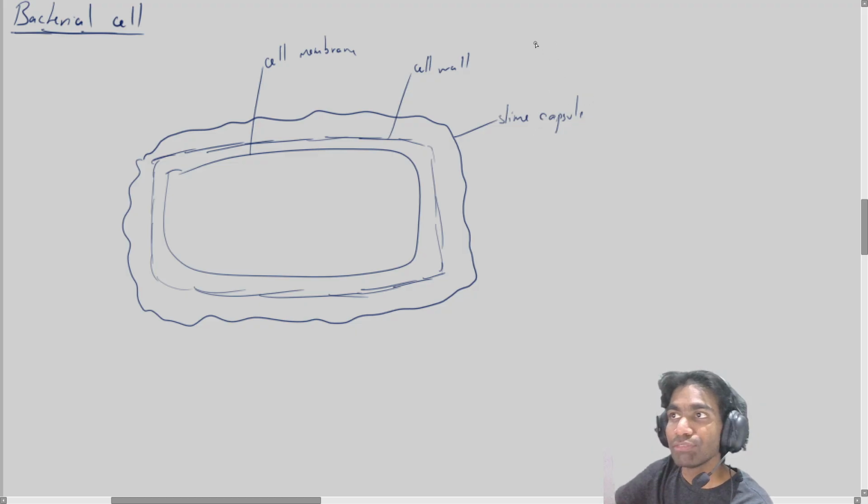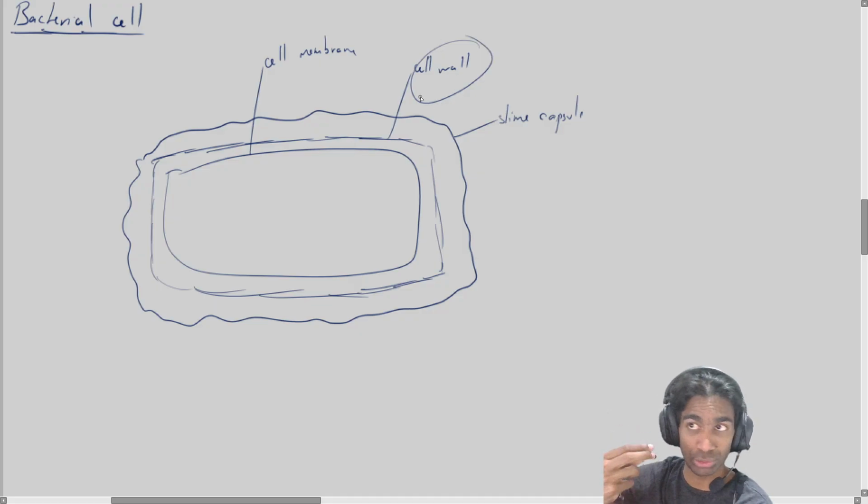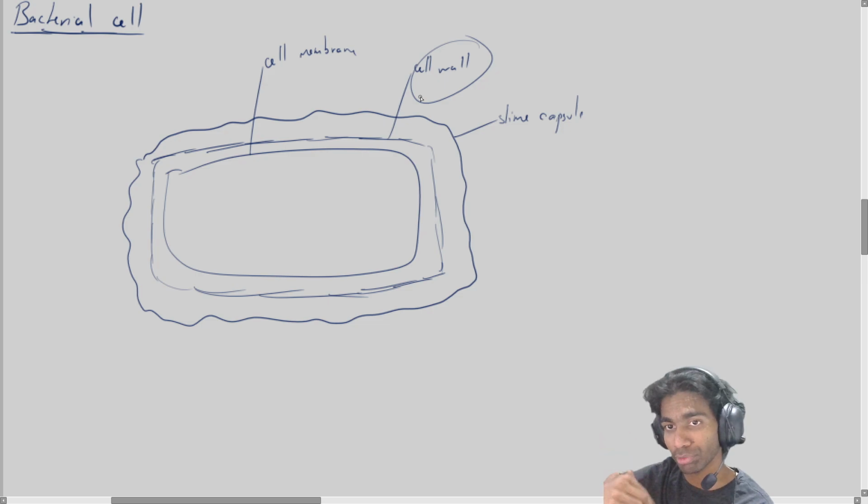The function of the cell wall, as you know, is to provide that strength to it, right? That rigidity to it. The function of the cell membrane is, like before, to control the substances moving into and out of the cell. The function of the slime capsule is to just provide an extra layer of protection from the environment in case anything is trying to affect the bacteria, right?